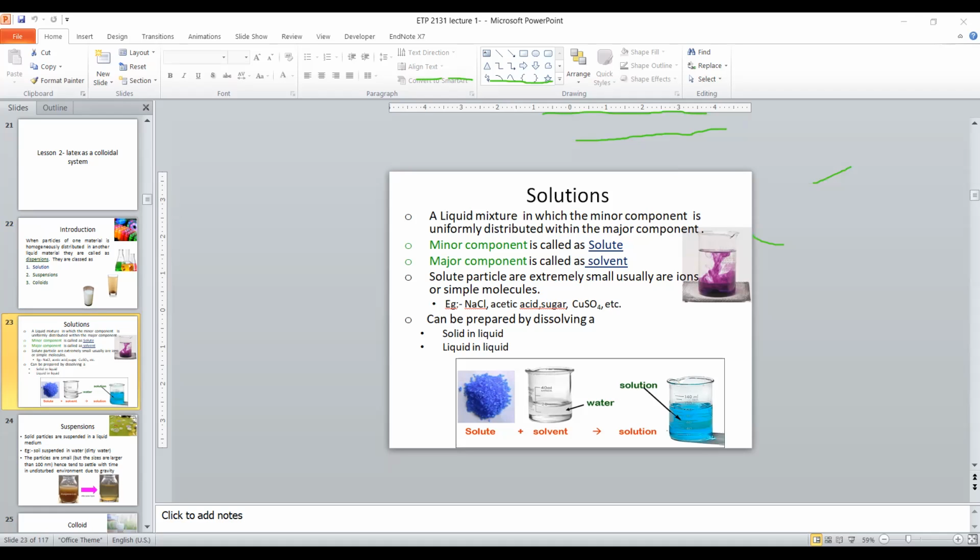By evaporation. So evaporating water, you can get sugar crystals, but in most cases it will be caramelized. So you have to control the temperature. So likewise, you need to evaporate the solvent in order to get the solute back. So such type of systems you call solutions. Okay. The example I have already talked with you.